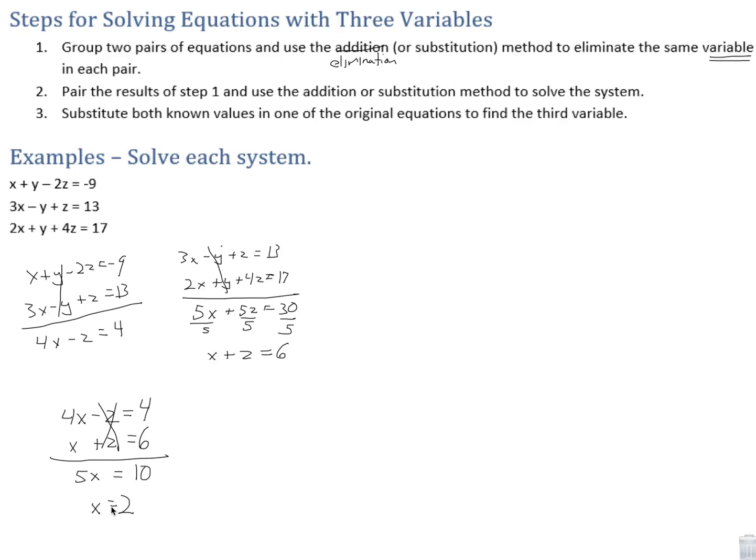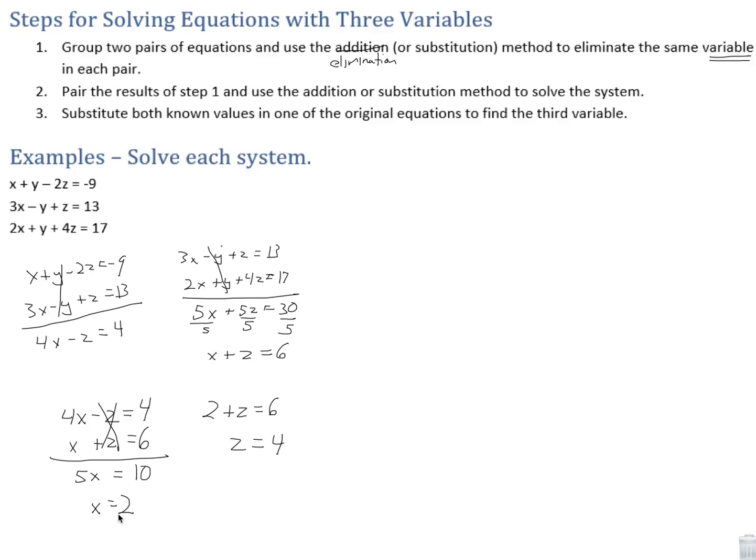So we have part of our answer, and now we're going to work our way back, and we can use one of these two equations to find z. This one looks like it will be easiest. So x plus z equals 6. Well, we just found x is equal to 2. So 2 plus z equals 6. Subtract 2 from both sides. We get z equals 4. And so we just solved this system of equations. x is 2, z is 4, but we need to find out what y is.